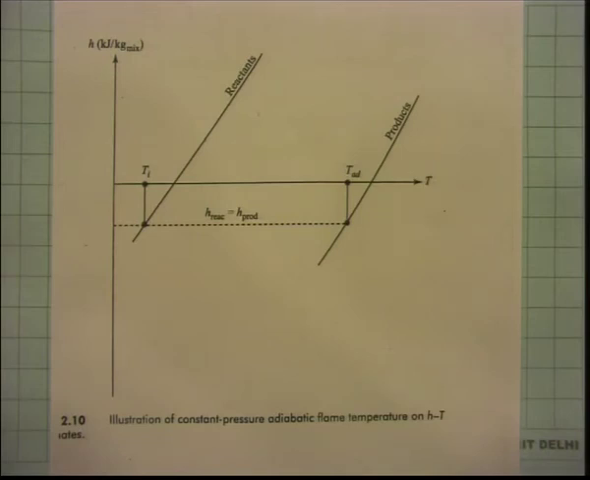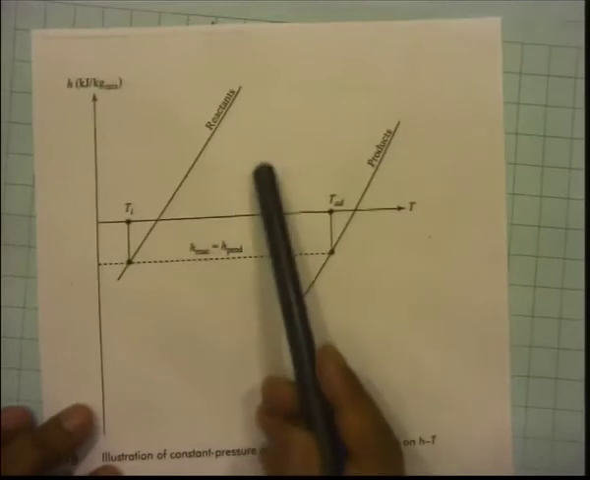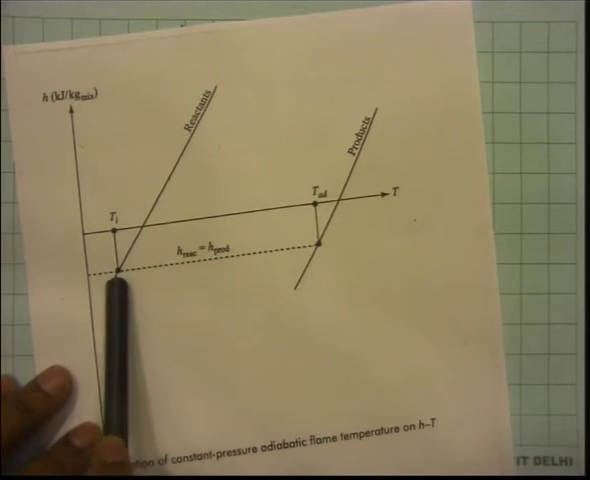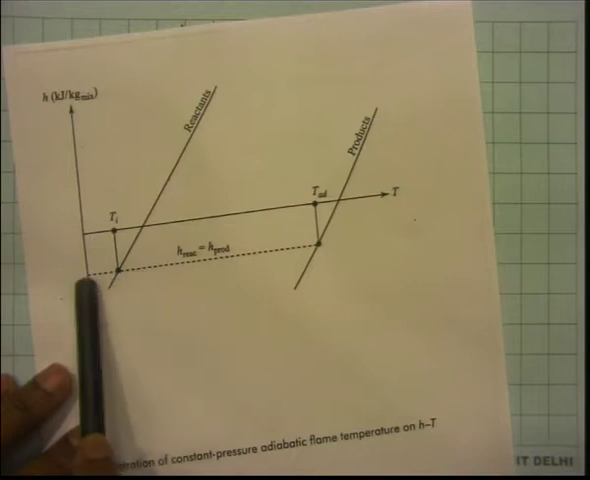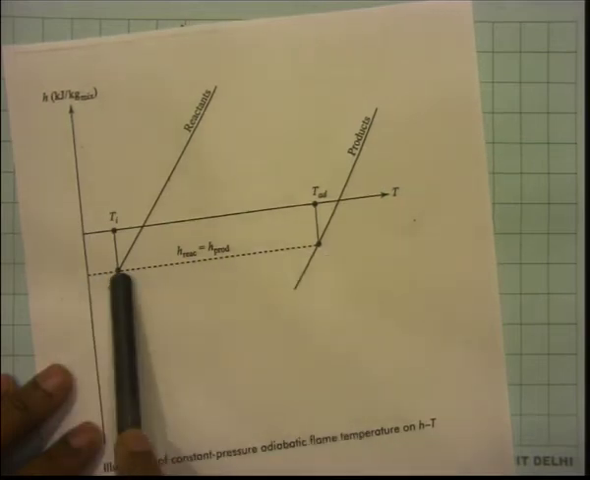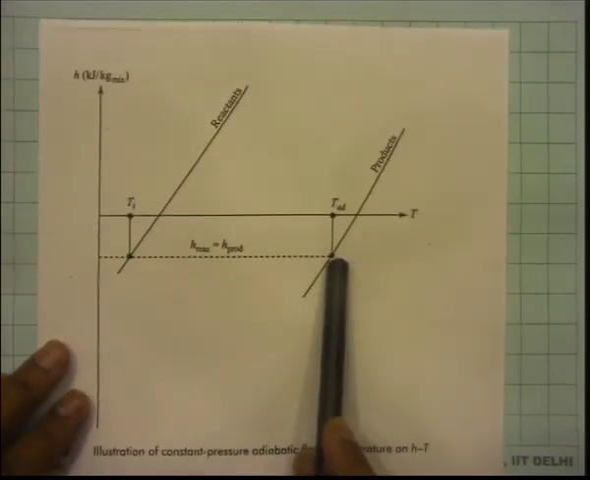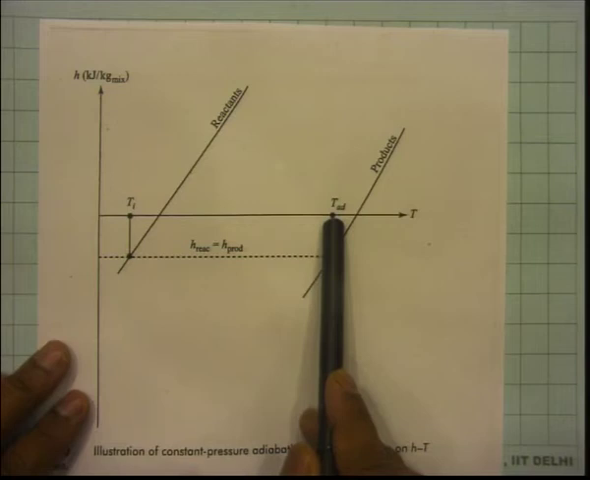Okay, so there is an enthalpy of reactants line, there is an enthalpy of products line. Typically, you will know Ti. So, this is the initial temperature. Reactants are at the initial temperature. So, you can look at this line, and at that temperature Ti, you can pick up the enthalpy of the reactants, and if you go parallel to the x axis, that means a constant value of H, then you will pick up another point on the product line, and the temperature corresponding to that is the adiabatic flame temperature.